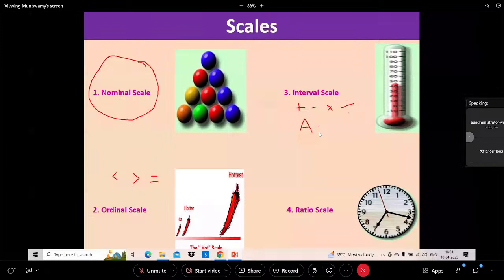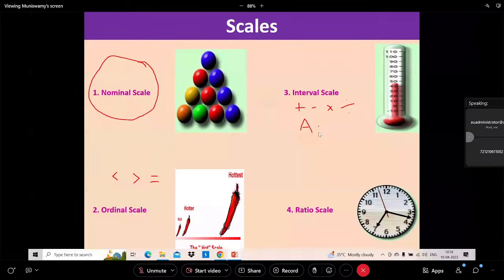So we are going to perform the analysis also. If you want to perform mean, median, mode, standard deviation, correlation, regression, chi-square, whether you are going to apply univariate, bivariate, or multivariate analysis, it is required to identify the types of variables.